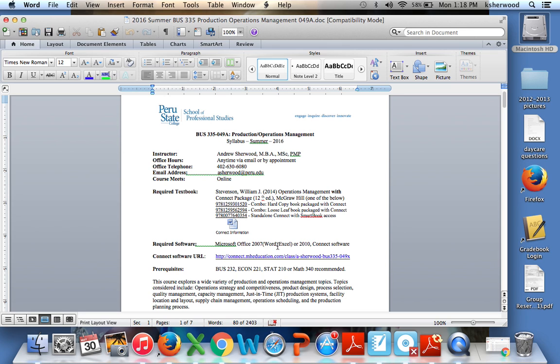Required software is just simply Microsoft Office. We don't have anything beyond that, and the Connect package. That is the URL for Connect there, but as I said again, you'll want to usually access it through Blackboard, and you don't want to necessarily use that URL.